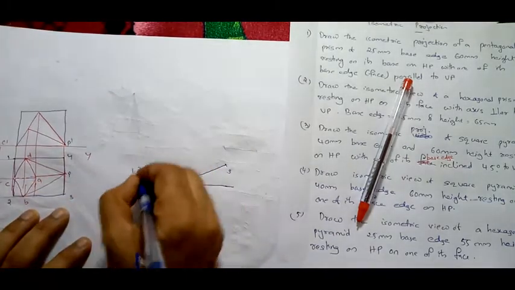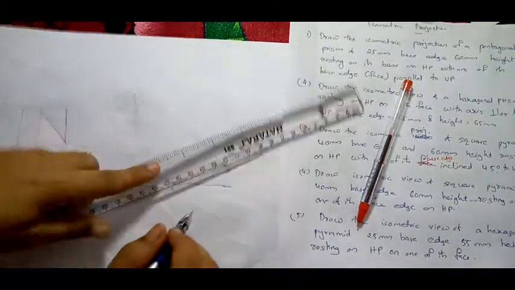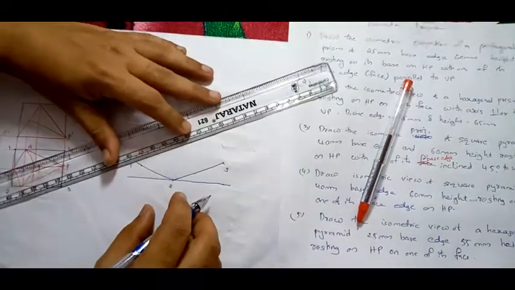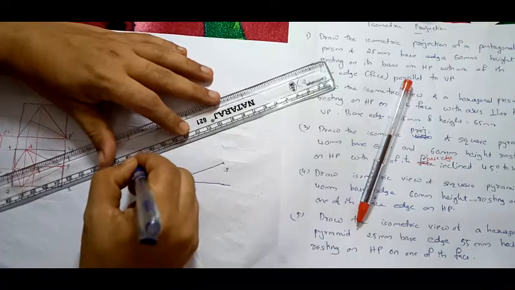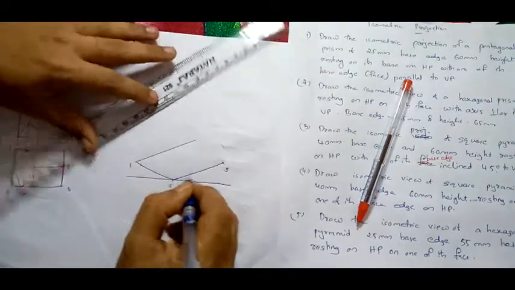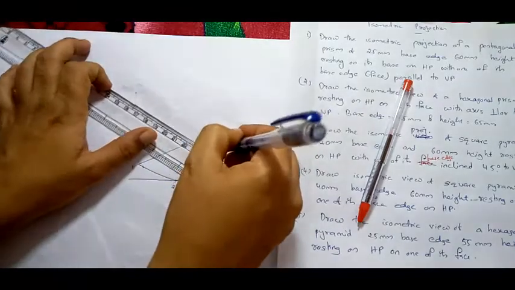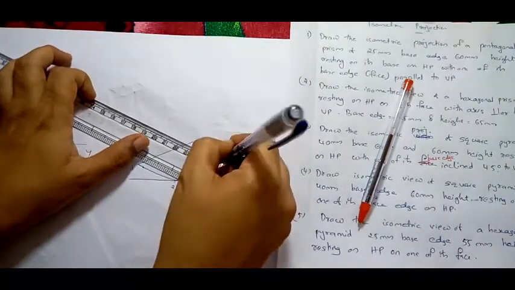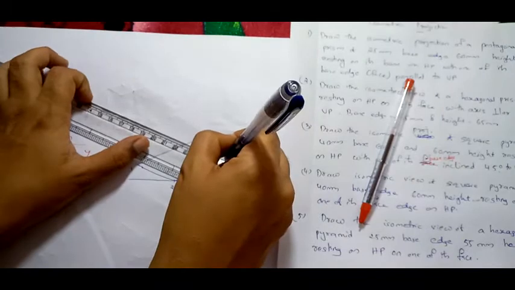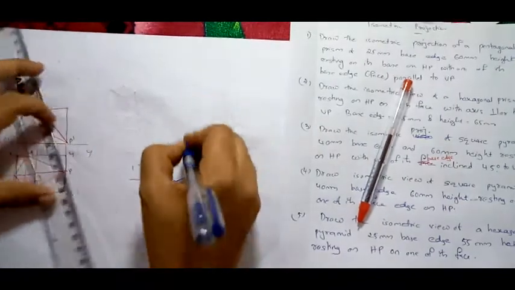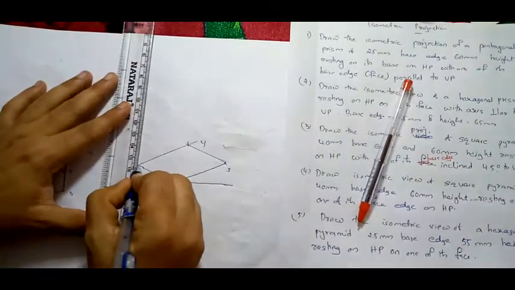Now draw a line parallel to 2, 3. Draw a line from here parallel to 2, 3. Similarly, draw a line from here parallel to 1, 2. You have obtained 4. Now draw perpendicular lines from these 4 sides.